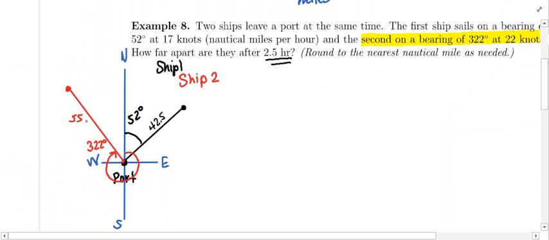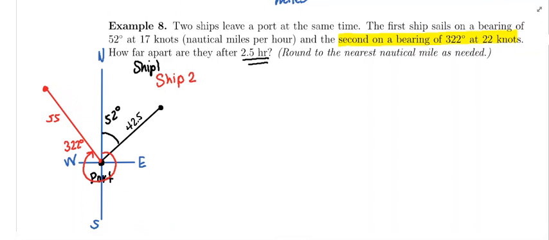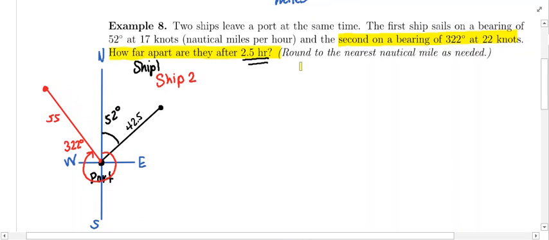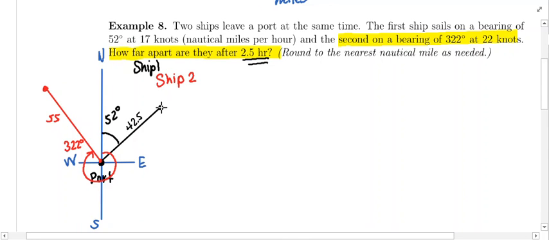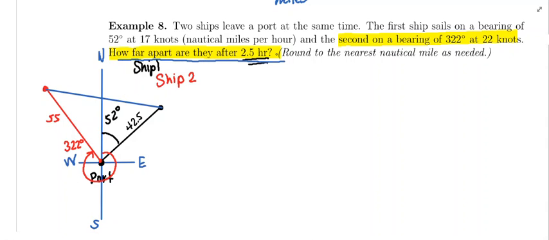What are we trying to find? Well, if you read the last sentence here, we're trying to say after the 2.5 hour mark, how far apart are the two ships? Remember, ship 1 ends up at this black dot, ship 2 ends up at this red dot. So their distance from each other is represented by this blue line. So we need to calculate this blue line right here. To get that distance, we need to start working with the information that we have been given. We have a triangle.